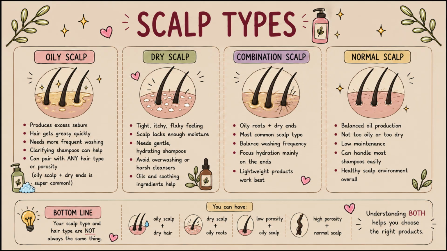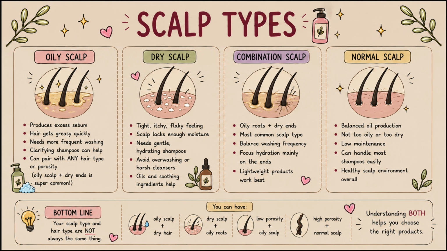Now here's something people often miss. Your scalp type and your hair porosity are two different things, and they don't always match. If you have an oily scalp, your hair gets greasy quickly and you'll need more frequent washing. Clarifying shampoos can help, and this can pair with any hair porosity. Dry scalp feels tight, itchy, or flaky. It needs gentle, hydrating shampoos, and you'll want to avoid overwashing.